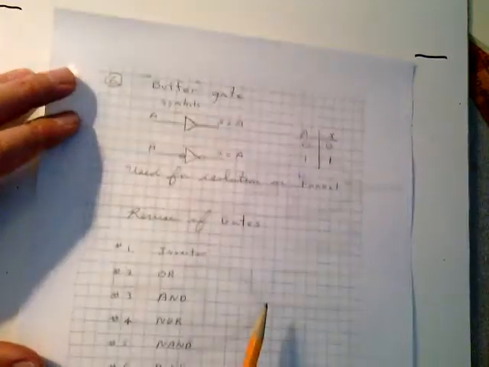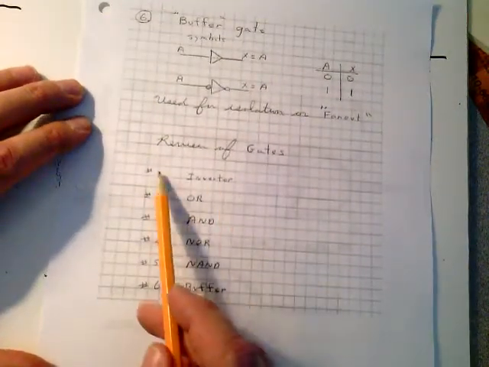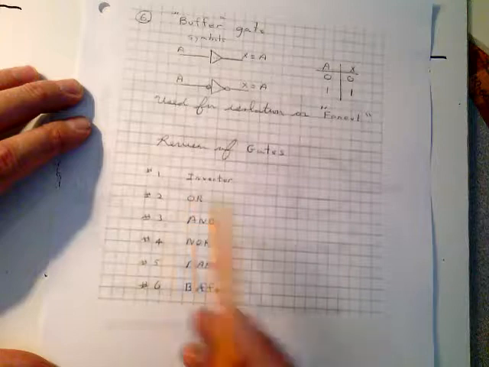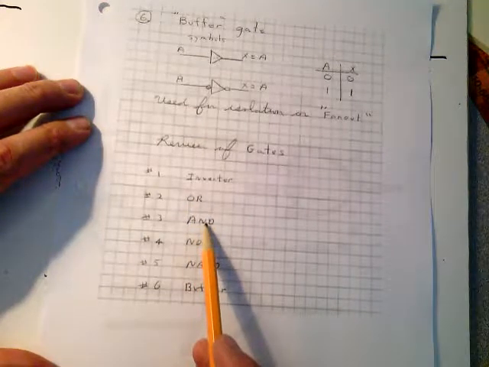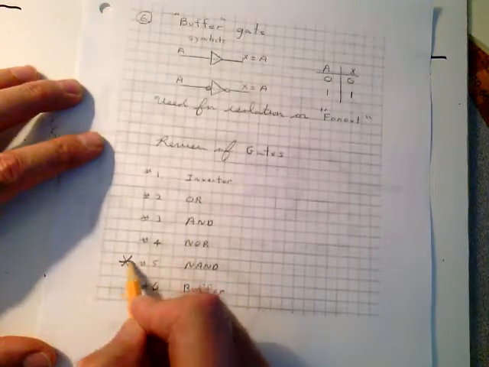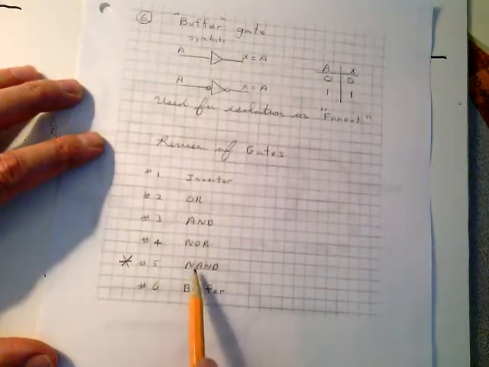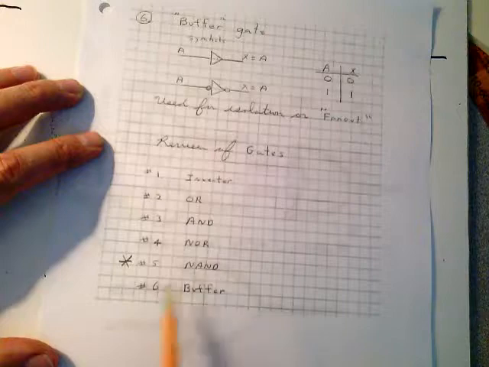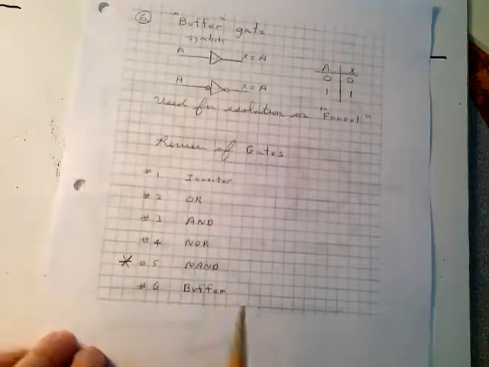Review of the gates. So far, the first gate was the inverter. The second gate was the OR gate. The third gate was the AND. The fourth gate was the NOR. The most important gate, the fifth gate, was the NAND gate. Make sure you study that carefully. And then the sixth was the buffer gate.